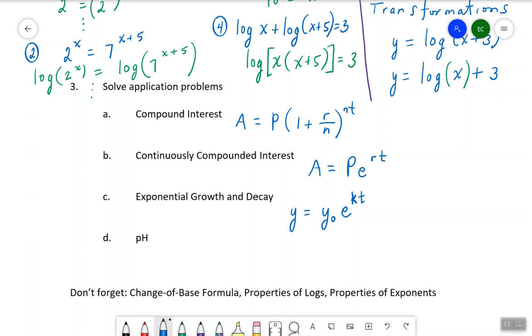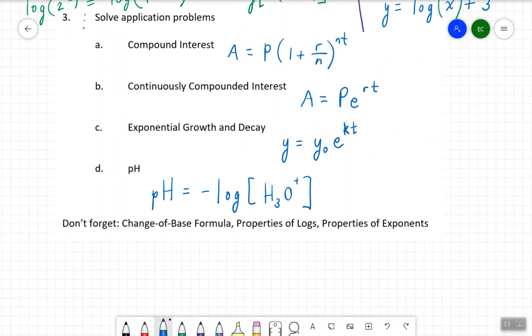pH was a formula that we learned that involves a logarithm. We said pH is equal to the negative common log of the hydronium ion concentration. You don't need to memorize this formula for the exam. This formula is given on the exam, just the pH formula. Okay, so you should look back at examples of each of these.